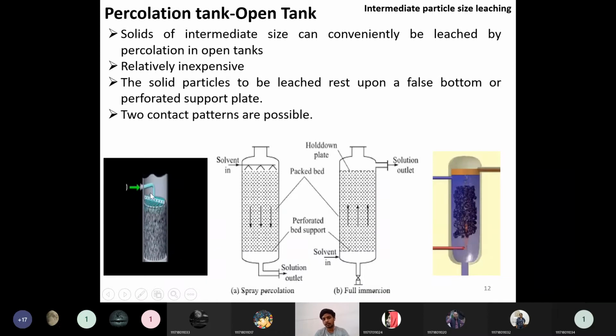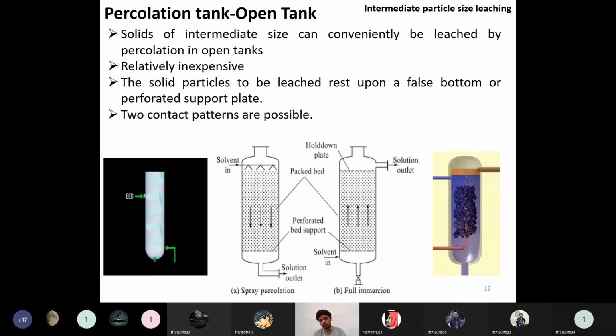As you can see, in this type of operation, when you are spraying, the solvent goes through like this. Here the plate column is there, and when the bed is arranged in such a fashion, it flows like this. Here also, when there is immersion, the solvent flows like this, and as it flows, it is taken as an overflow, which can be extracted from the top. So these are the two types of percolation tanks.